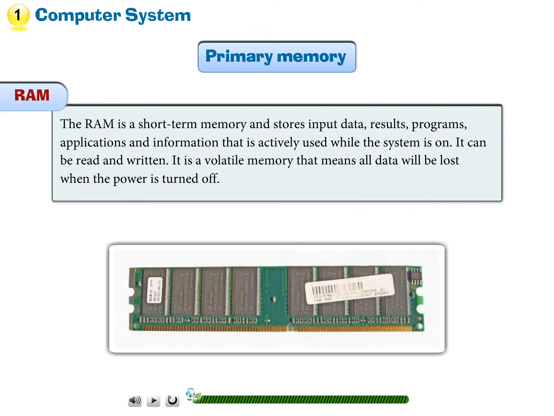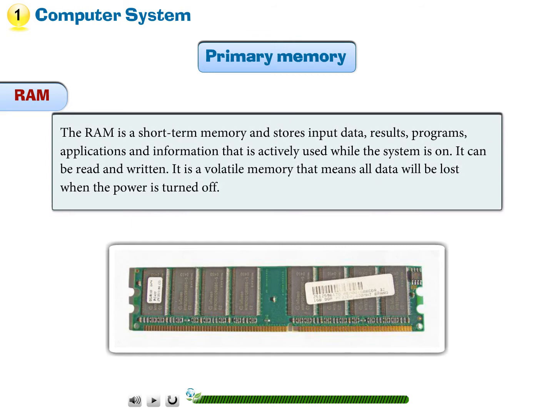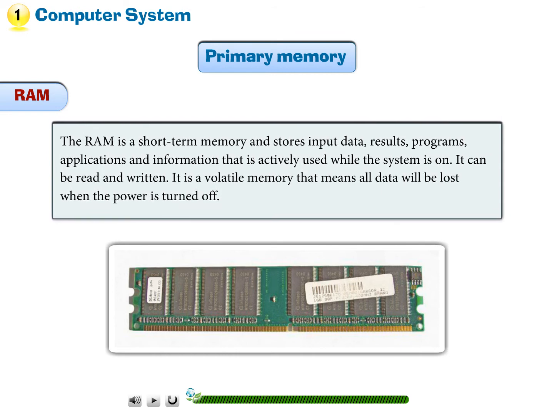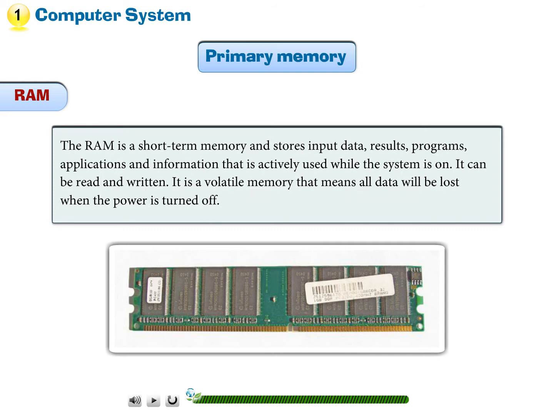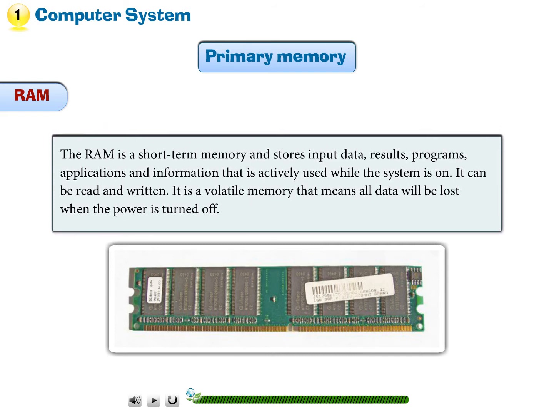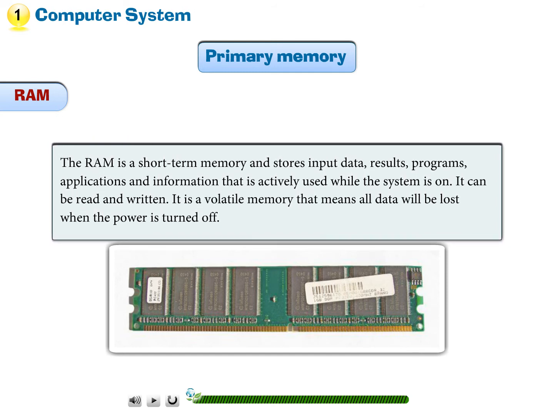The RAM is a short-term memory and stores input data, results, programs, applications and information that is actively used while the system is on. It can be read and written. It is a volatile memory, which means all data will be lost when the power is turned off.